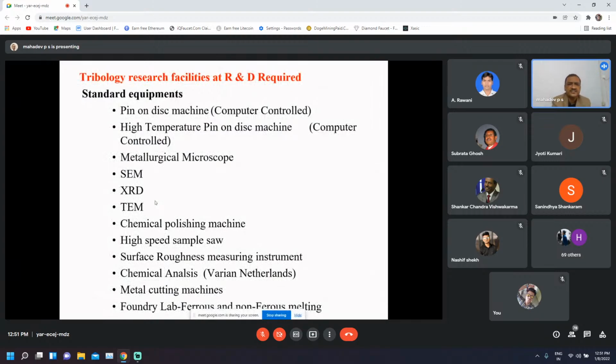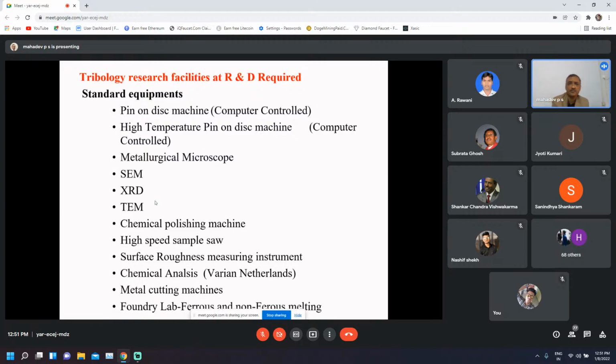For tribology testing, a tribology research facility is required at your lab. Suppose you want to conduct tribology testing for the developed material. Okay, so you have done some kind of casting, say stir casting, and developed a composite material. After that, you will study the microstructure of that. After that, you will study the mechanical properties.